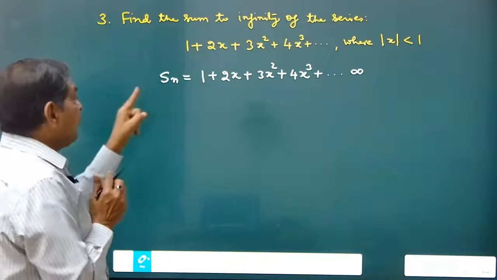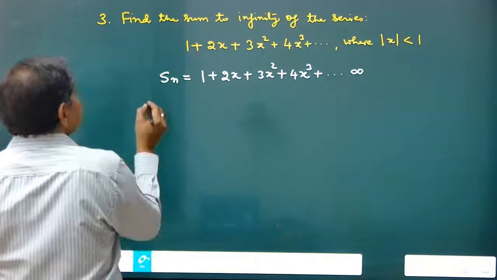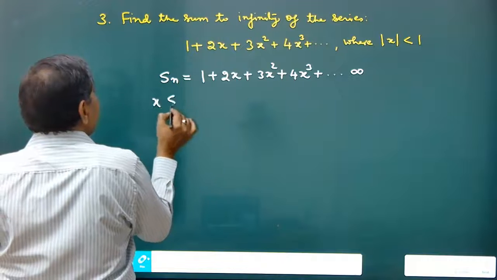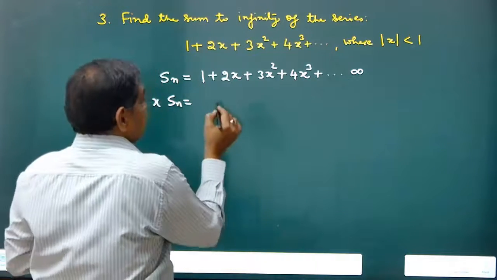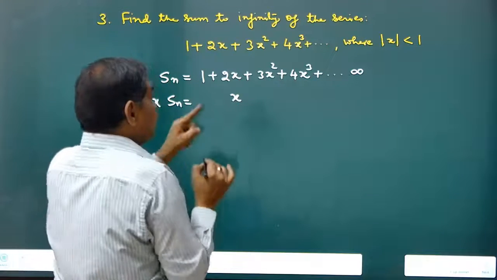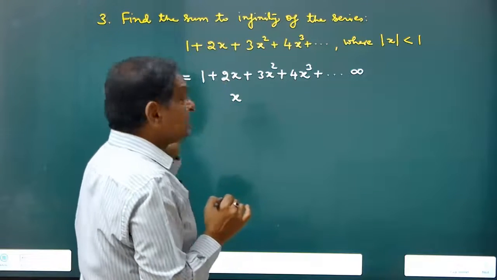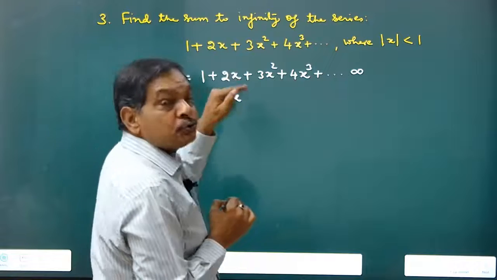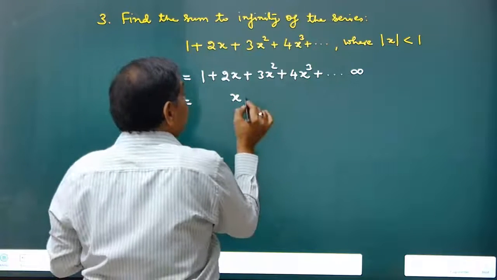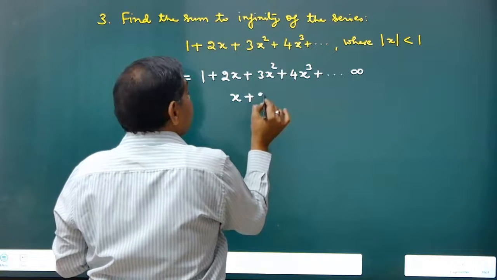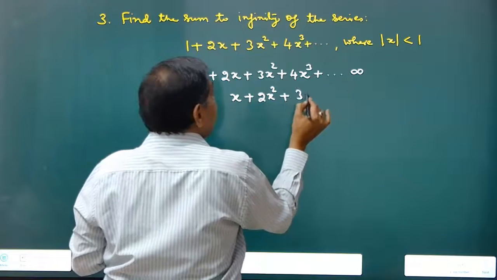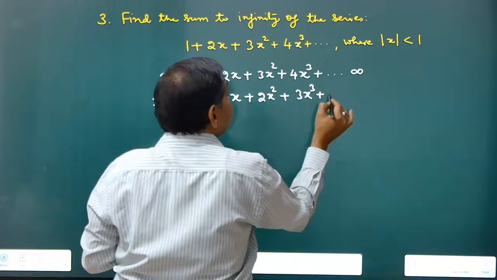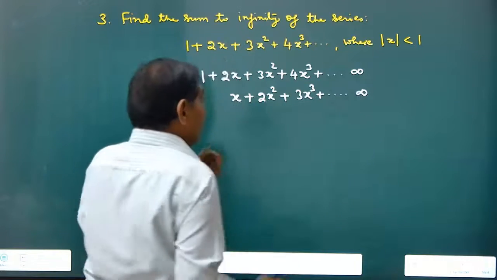Okay. So multiply both the sides by x. So x into Sn will be equal to 1 into x, means x. Write it below the term which is having x. 2x into x is 2x square. Write it below the term which is having x square. Next will be 3x cube and so on up to infinity.